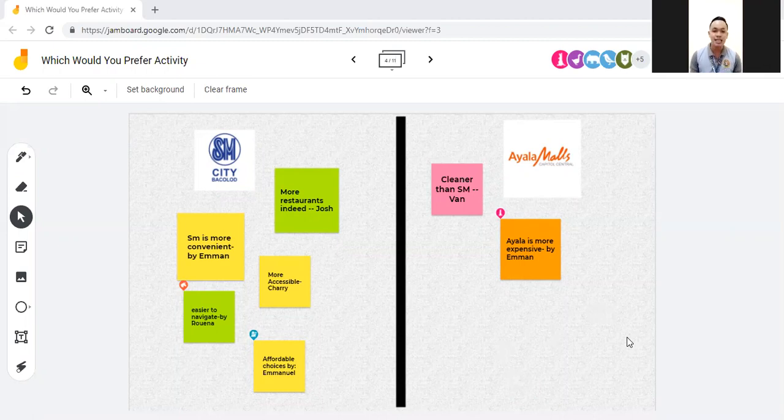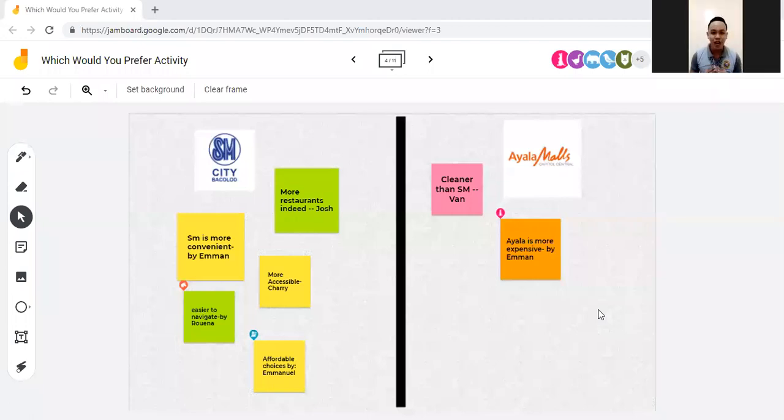We also have from Cherry, "it's more accessible." Can we hear from you, Cherry? Yes, sir. For me, SM is more accessible because it is near my place, sir. Oh, very good. It's more convenient, right? Because it's accessible to you and it's easier for you to visit the place.